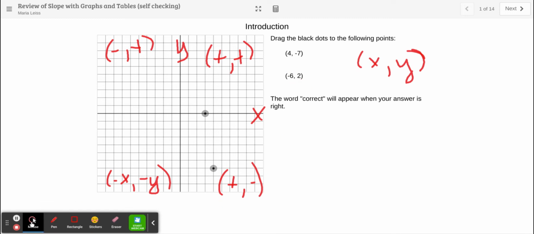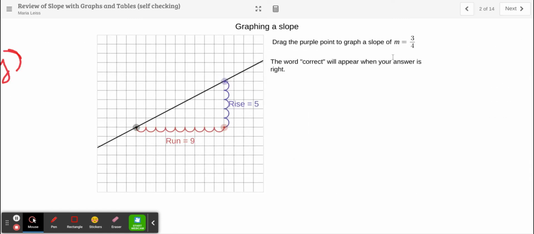Then we have our second ordered pair, -6, +2. So I'm going to grab that other ordered pair. I'm going to go -6, 1, 2, 3, 4, 5, 6, +2, 1, 2. Oh, and look, there's that word correct. So I know I did it right. So I can move on.